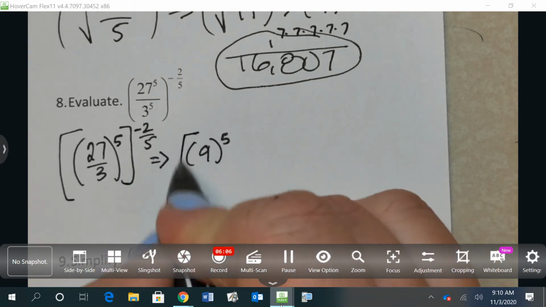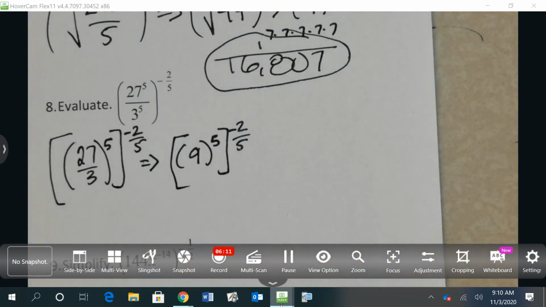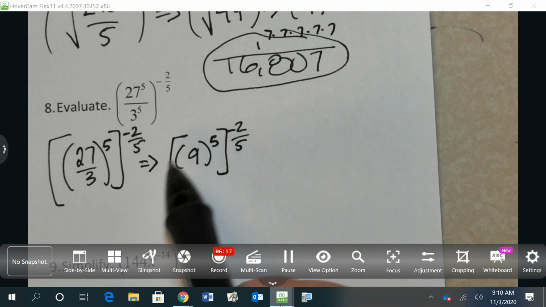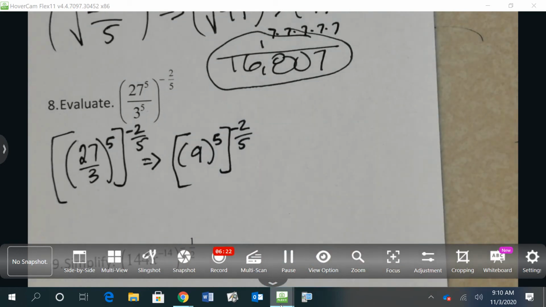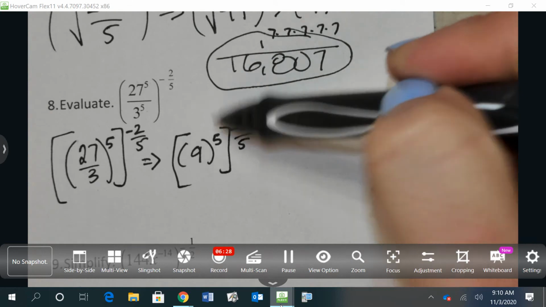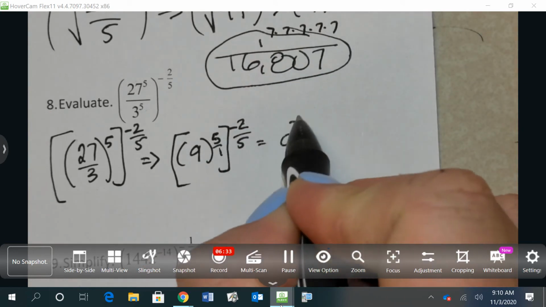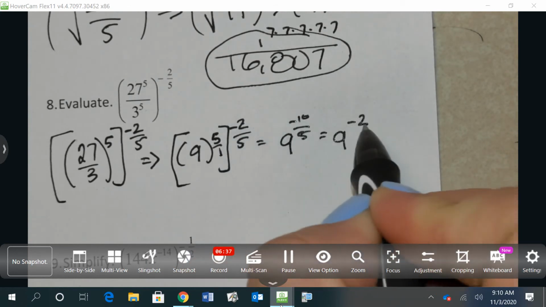Now here happens to be a situation where there's more than one way to do this, and my mind always is like, what's the quickest way for me to get the answer? What's the least amount of work? So I could apply the 5. I could go 9 times 9 times 9 times 9, and then I could apply this afterwards, and that would work. That would totally work. Or you may recognize that exponent rules say when you have a power to a power, you get to multiply. So 5 times negative 2 is negative 10. 1 times 5 is 5. This reduces to 9 to the negative 2.